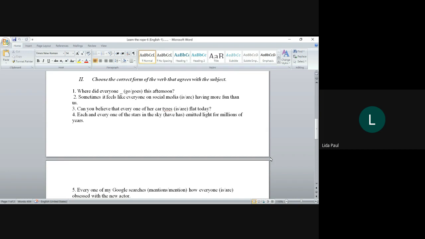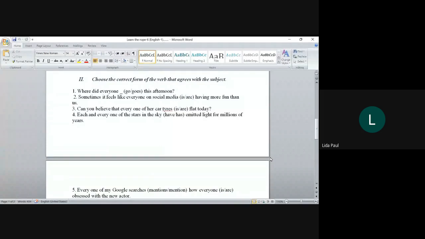Each and every one of the stars in the sky has emitted light for millions of years. See? Not have. Why is it has and not have? That's the nature of all of these distributive pronouns. They always take singular subjects. And look at this, each and every one of the stars. What is the reference? Individual reference. Each and every one. You're referring to every single star. You're referring to all of them.